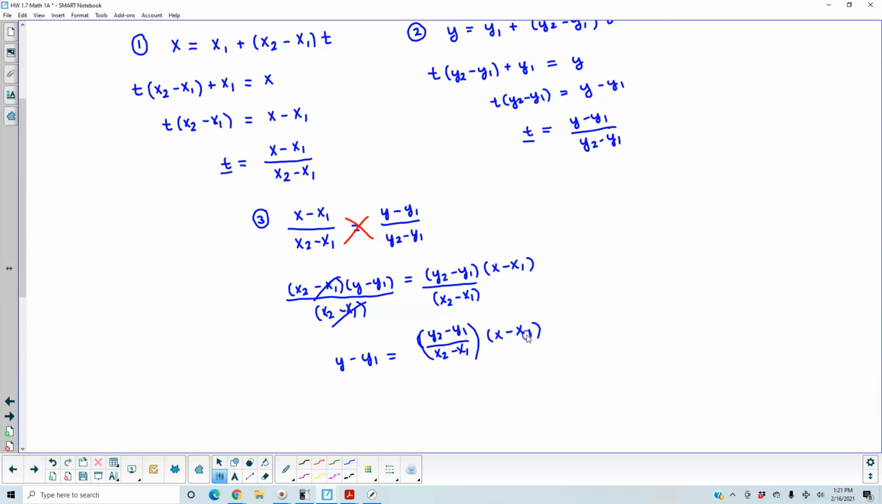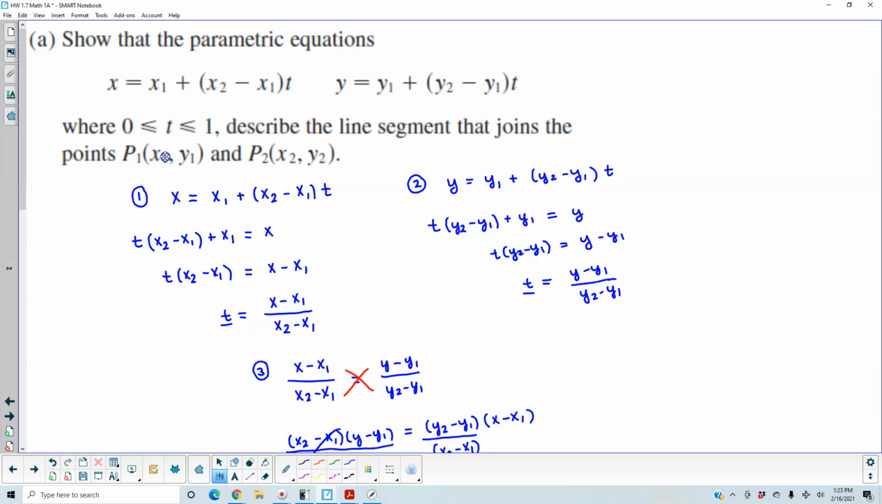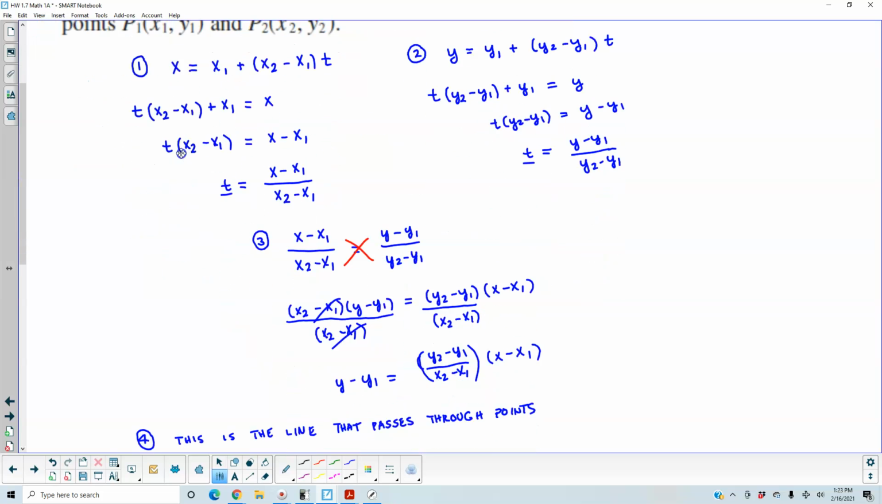Here we can see that (x1, y1) is the point, right? And this is the point-slope form, and this represents the slope. And so basically this is the line that passes through the points given, which is P1 (x1, y1) and P2, which is (x2, y2).